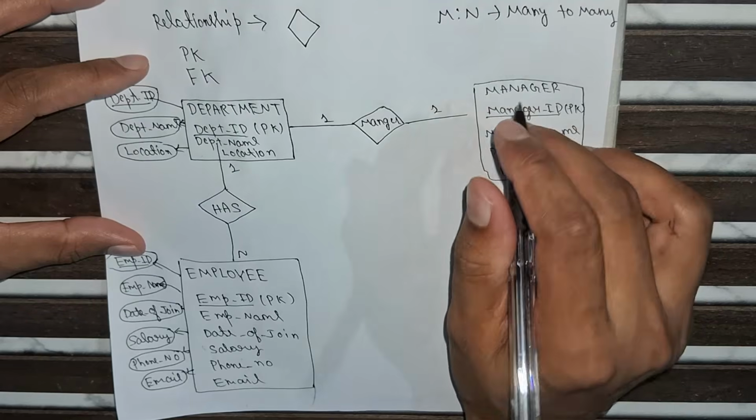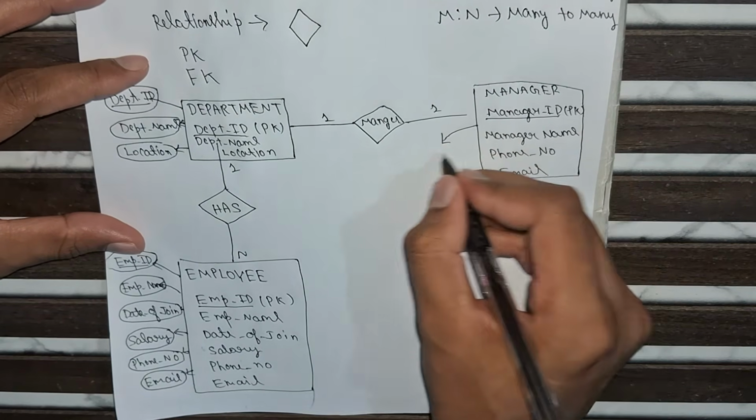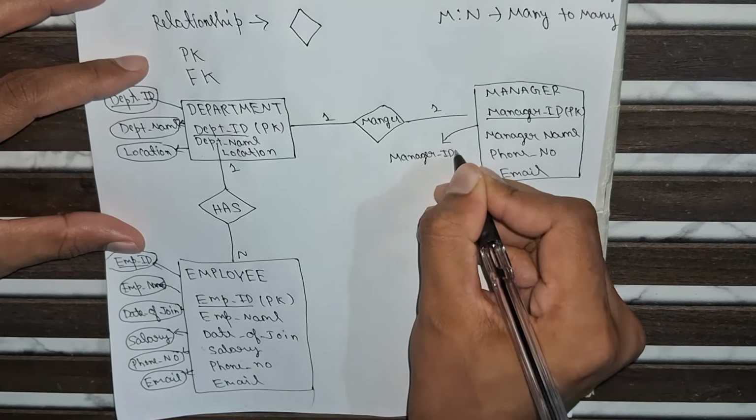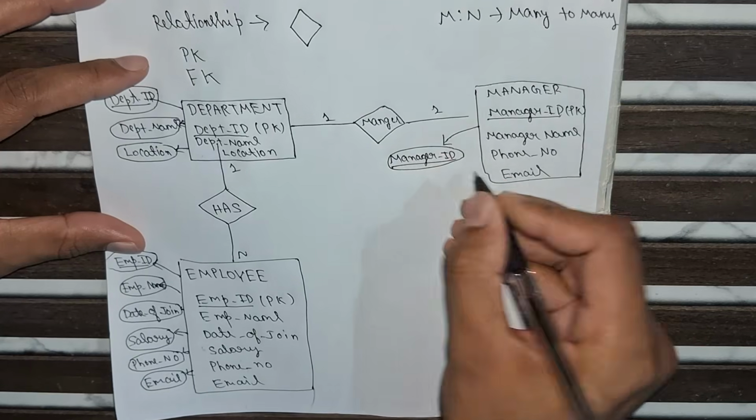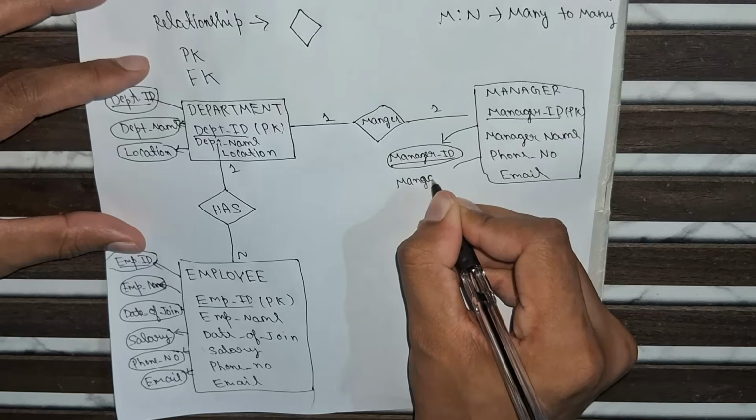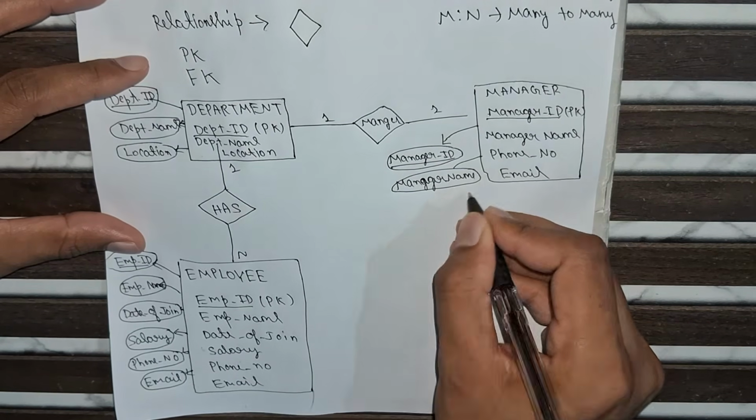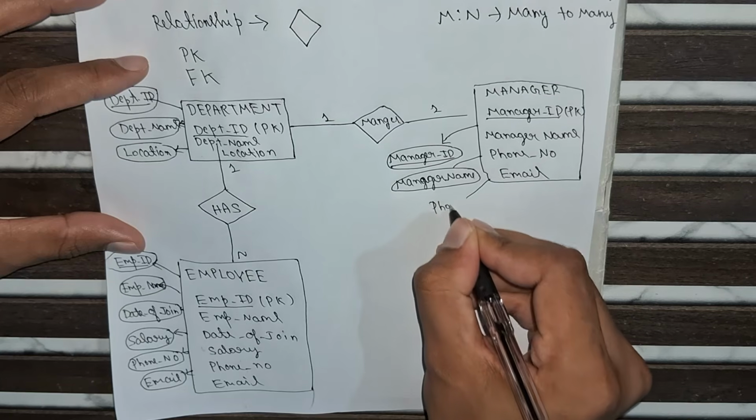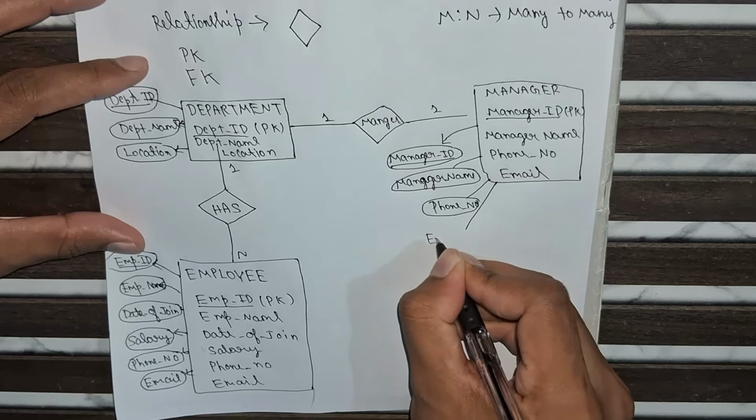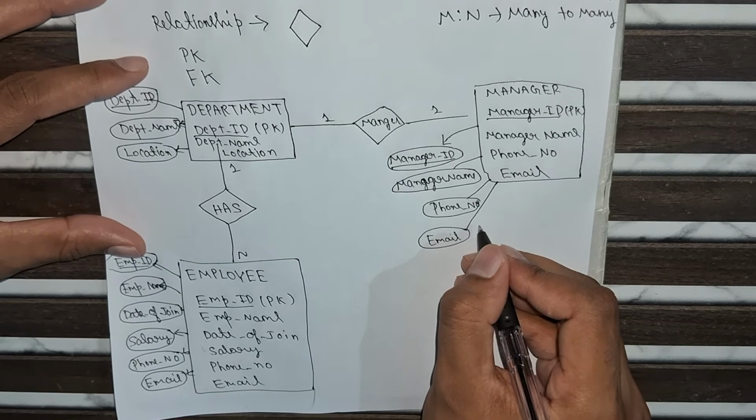Now we will write its attributes in an ellipse shape. So we are writing like this: manager ID, then manager name, then phone number, then the email of a manager.